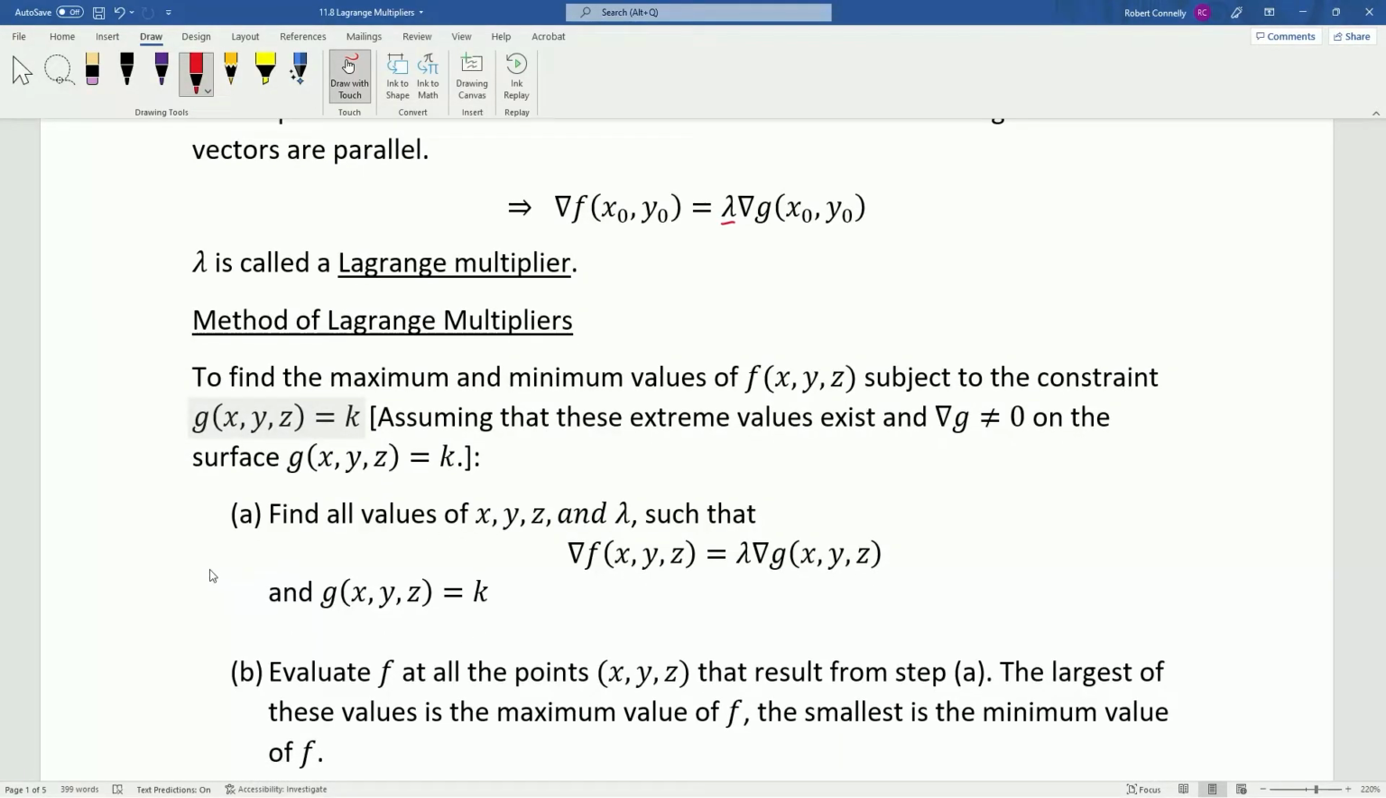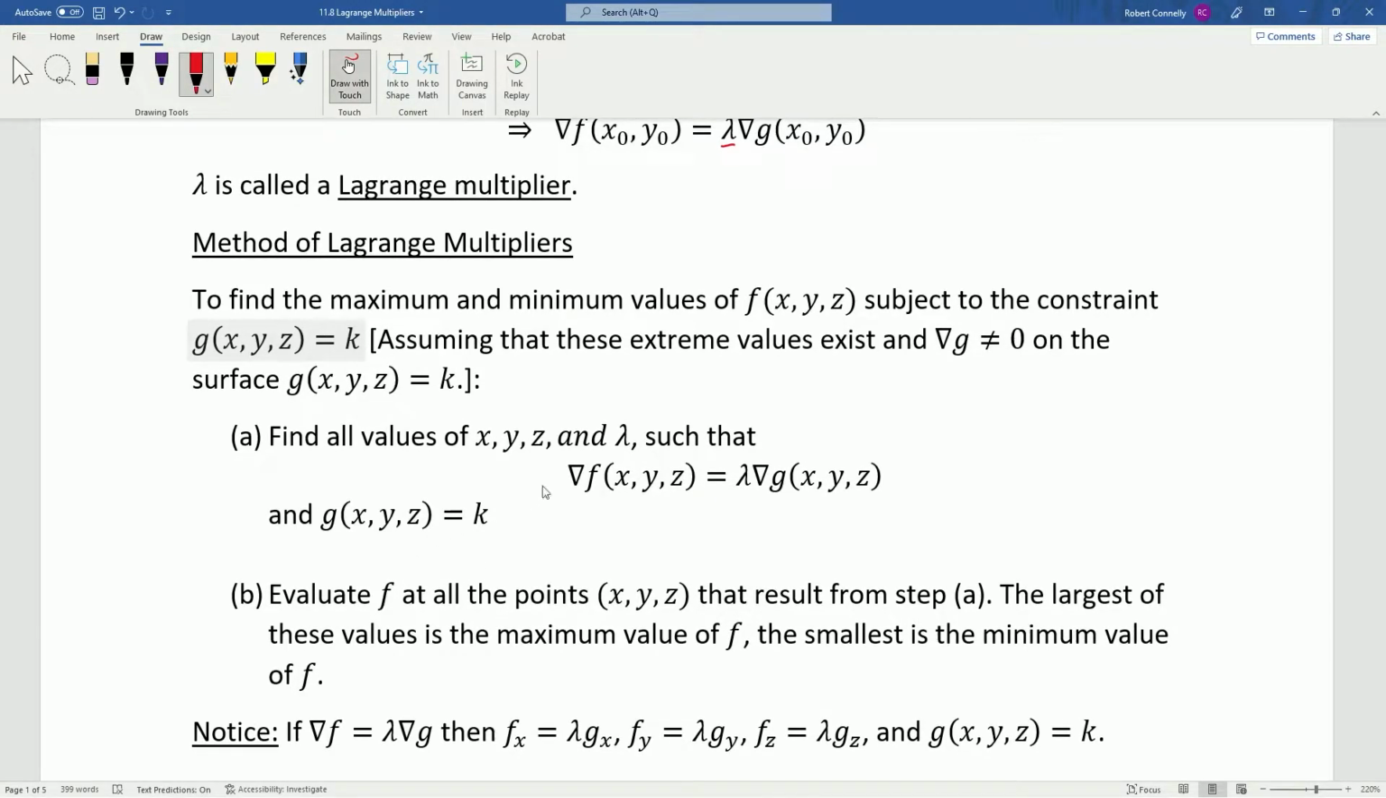So our method starts with finding all values of x, y, z, and lambda such that the gradient of f equals lambda times the gradient of g. Again, I'm getting my tongue all twisted up here. Let's try that again. The gradient of f equals lambda times the gradient of g. There we go. Where g of x, y, z is equal to k. So you still have to satisfy the constraint equation.